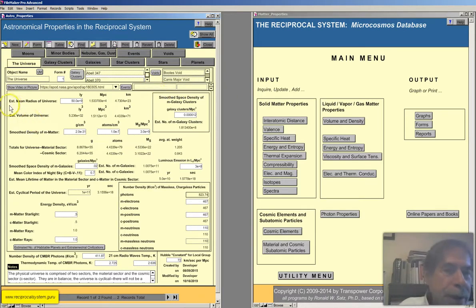All right. Now let's begin. Estimated mean radius of the universe: 50 billion light years. Now, why do I say that?